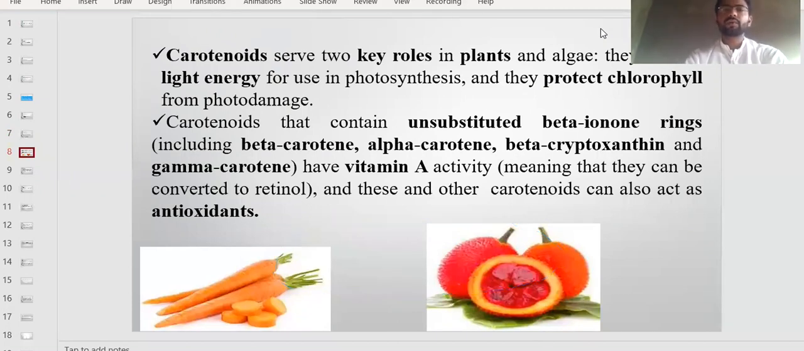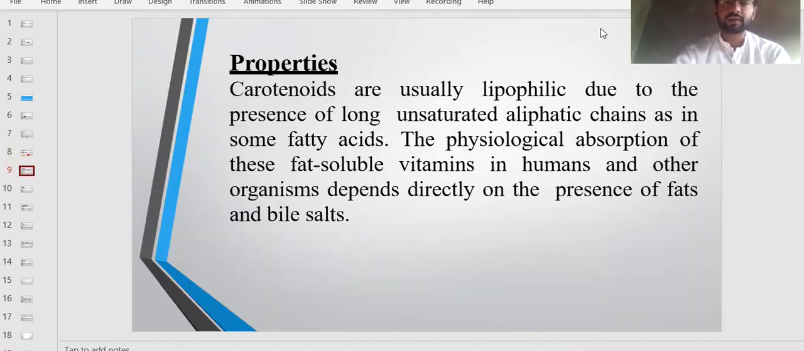Carotenoids also play two important key roles in plant and algae life. They absorb light for use in photosynthesis and also protect the chlorophyll from photo damage. Carotenoids that contain unsubstituted beta-ionone rings have vitamin A activity, and these and other carotenoids can also act as antioxidants.